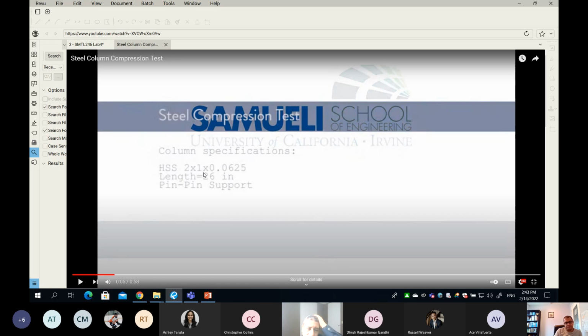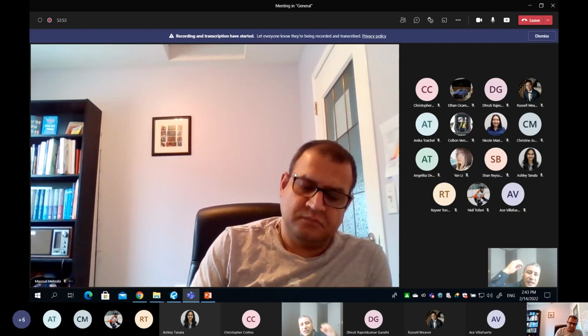So what's the ratio? 26 times, not 6 times. The height is 26, and the smaller dimension is 1 inch. It is 2 inch by 1 inch. This is a hollow tube, okay? Hollow steel tube. So you can see here, the ratio is 26 over 1, which means our ratio is 26. Can you imagine?